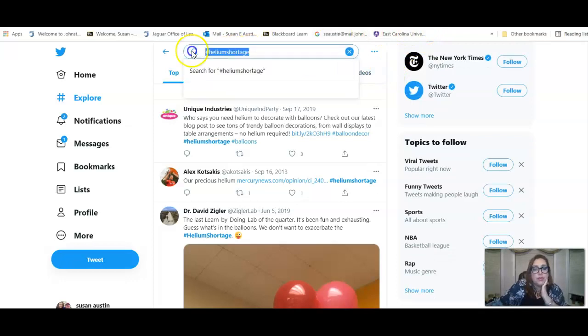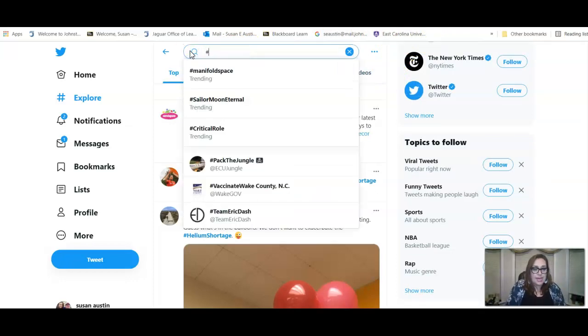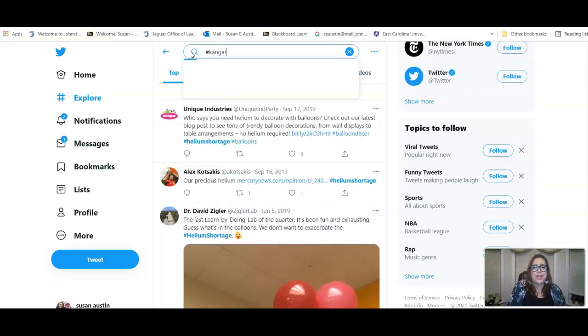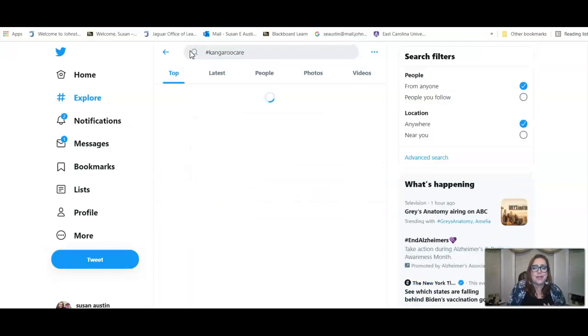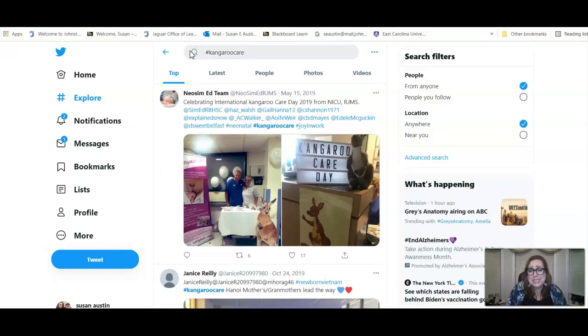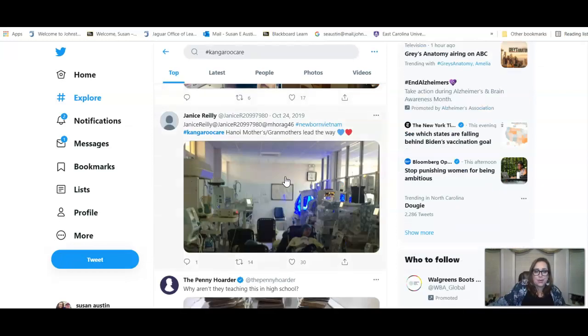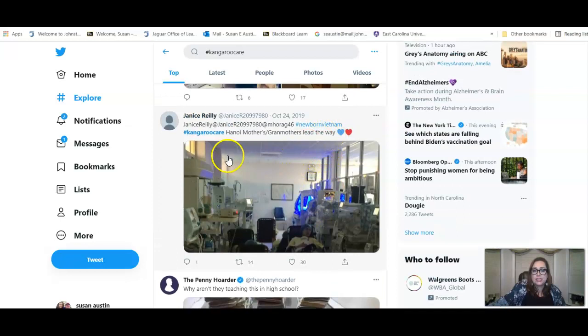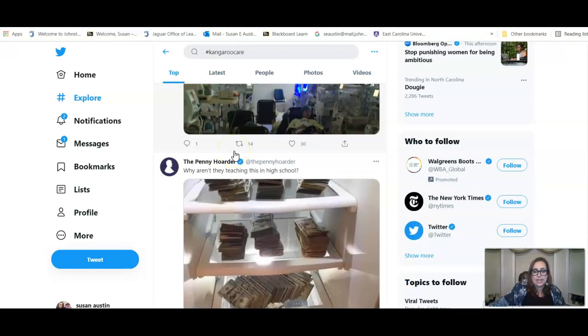Let's go up here and we'll do hashtag, let's just do kangaroo care, because it's not as innovative as it used to be, because more and more people are doing it. Because as you can see here, is this like a real kangaroo? There's a kangaroo care day, but that's probably for real kangaroos. Here's a neonatal unit. So sometimes you can look at the hashtags and just see, is that something that you want to seek out further?